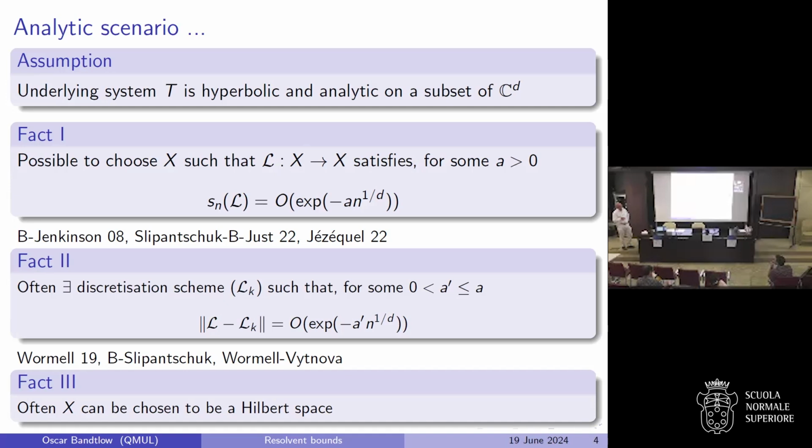So what is written over here is a stretched exponential decay. This 1 over d is the stretching. In particular, if you're in the one-dimensional setting, so for example, if you talk about analytic interval maps or circle maps, then d is equal to 1, then you get exponential decay.